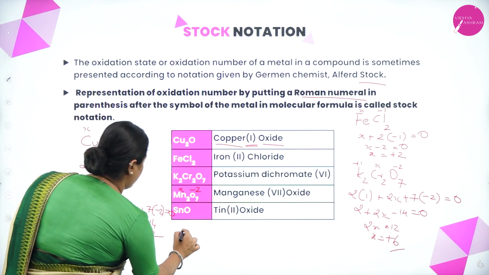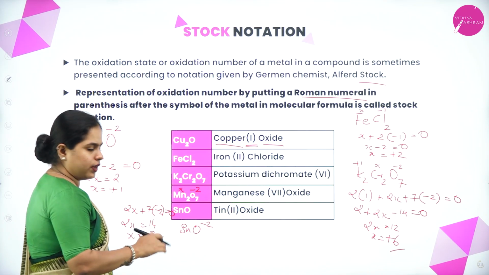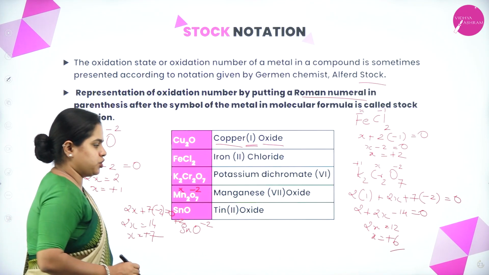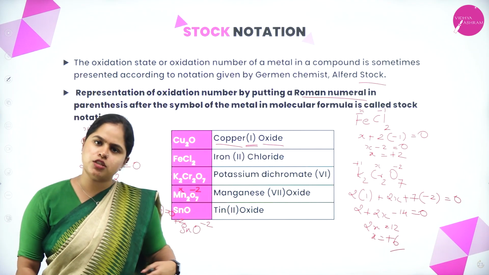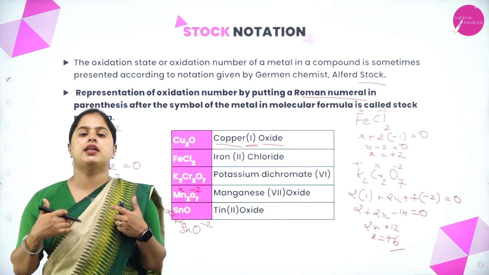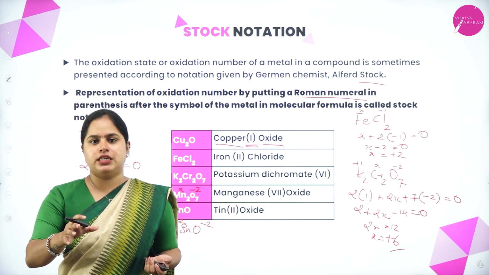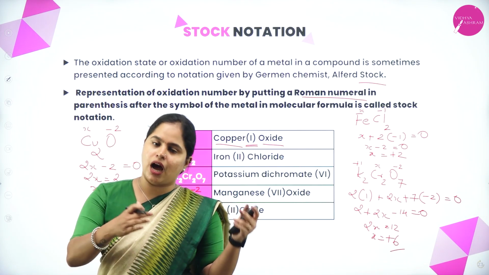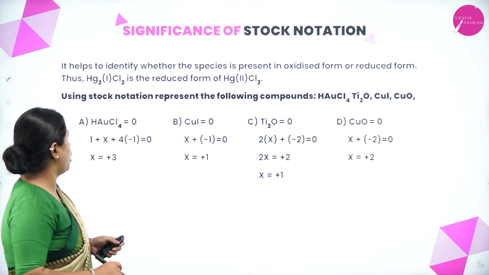And the last one, tin oxide, SnO. For oxygen it is -2. So of course we know that for tin it must be +2, right? So tin(II) oxide. So this is how you represent the Stock notation. So first of all, according to the rules, you need to know how we can calculate the oxidation number. And you just have to mention the oxidation number in terms of Roman numerals after writing the name of the metal.